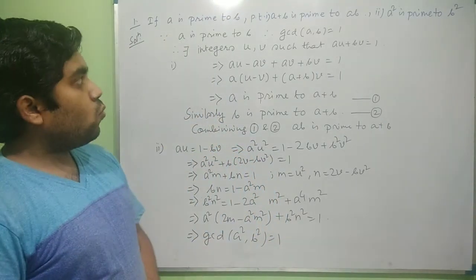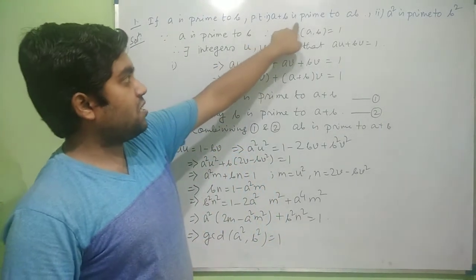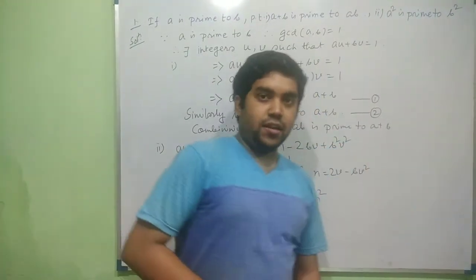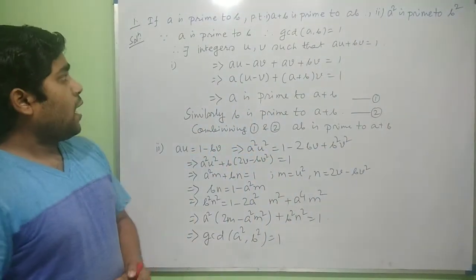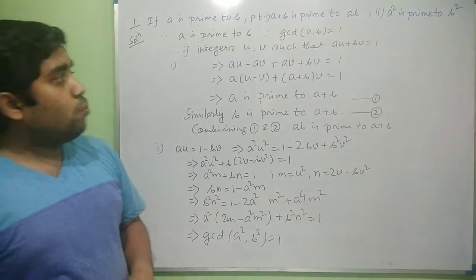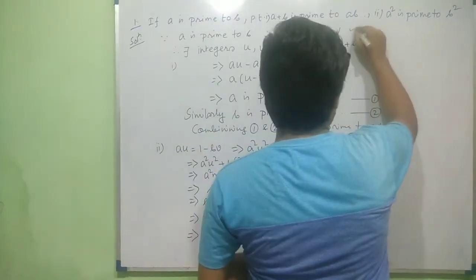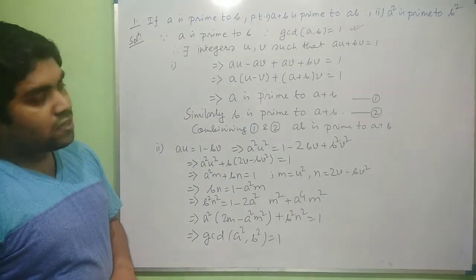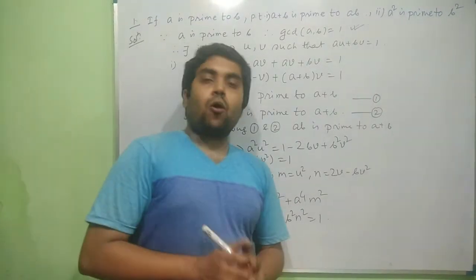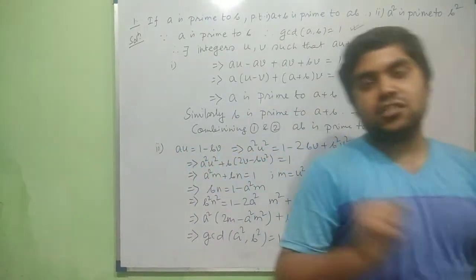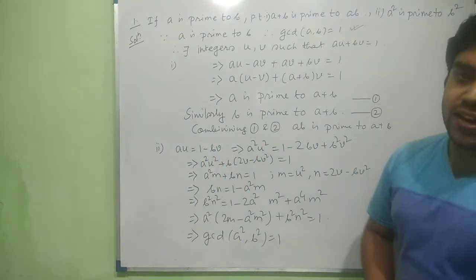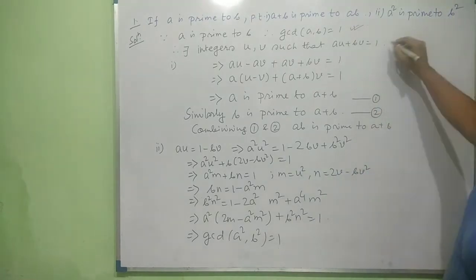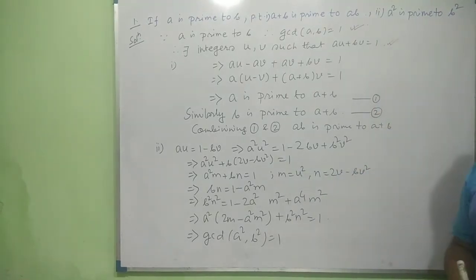Here the problem is: A is prime to B, that is, GCD of A and B is 1. Then we are asked to prove that A plus B is prime to AB, and also A square is prime to B square. For the first part, since A is prime to B, it is clear that the GCD of these two integers, A and B, must be equal to 1. Then from the property of GCD, the greatest common divisor, we can find two integers u and v satisfying AU plus BV equal to 1.